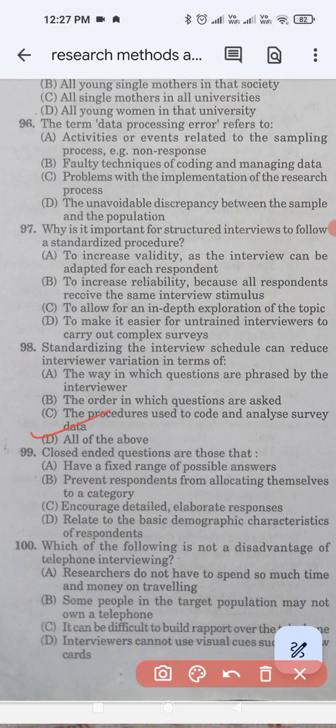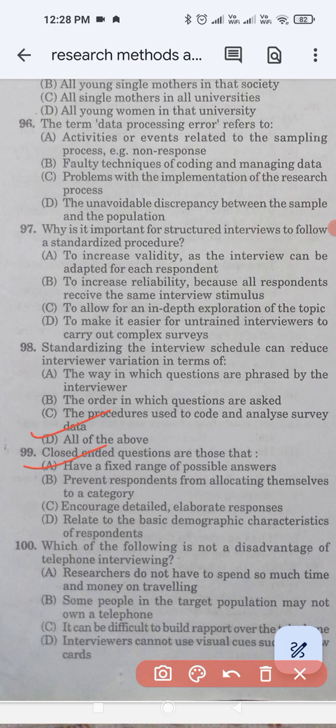Now question number 99. Closed-ended questions are those that: option A, have a fixed range of possible answers. Option B, prevent respondents from allocating themselves to a category. Option C, encourage detailed, elaborate responses. And option D, relate to the basic demographic characteristics of respondents. So the correct answer of this one is have a fixed range of possible answers. Option A is the correct answer.